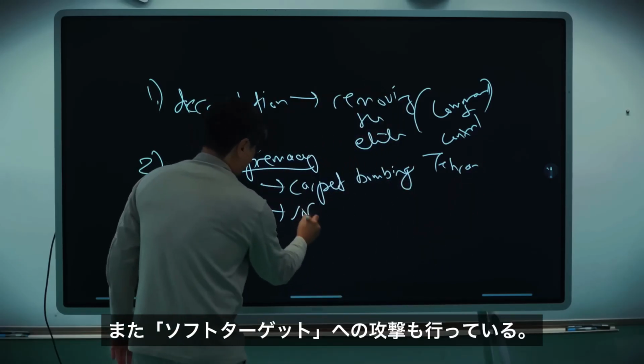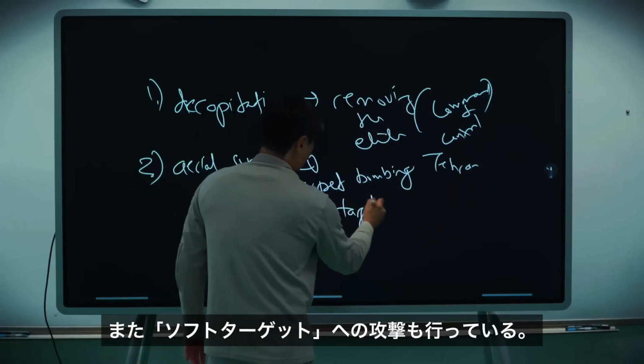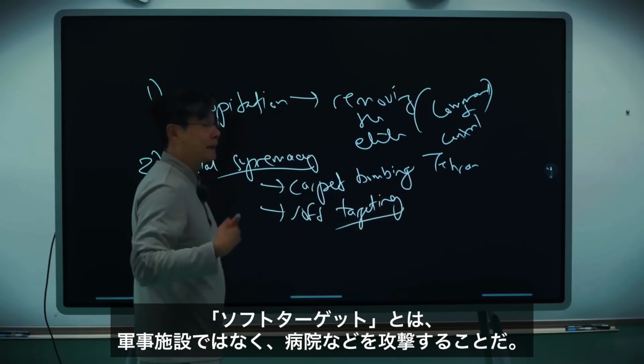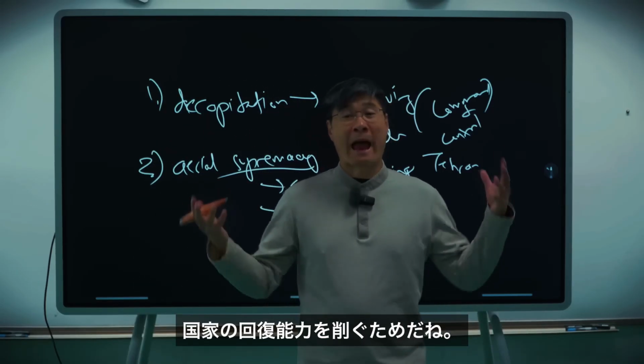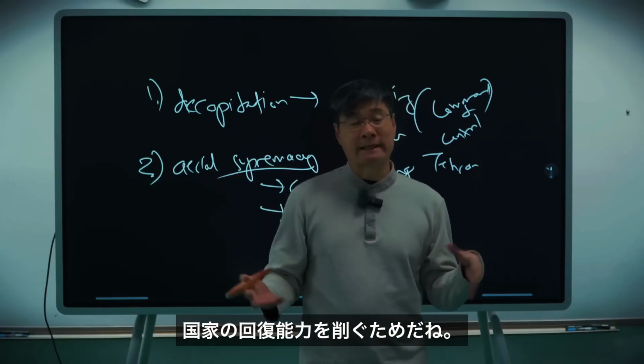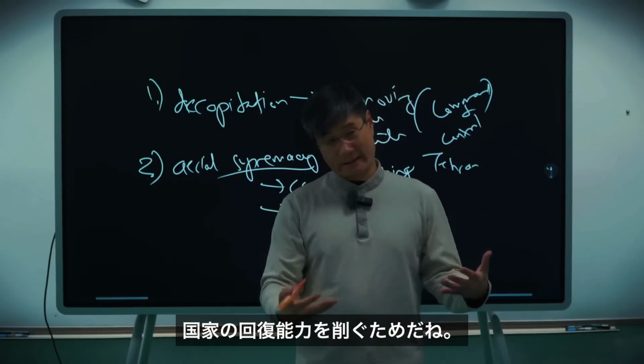They're doing soft targeting. Soft targeting means that instead of attacking military installations, you attack hospitals. Why? Because you're degrading the state's capacity to rejuvenate itself, to be resilient, okay?